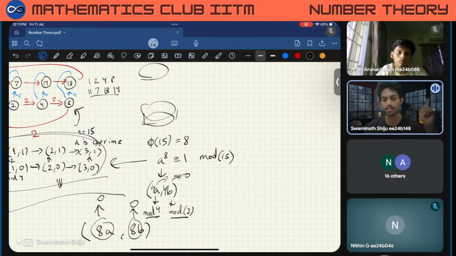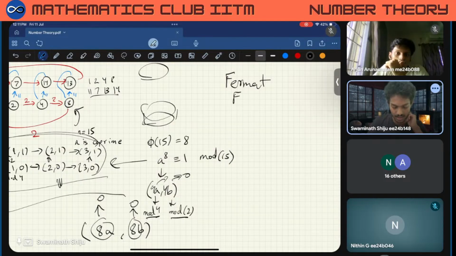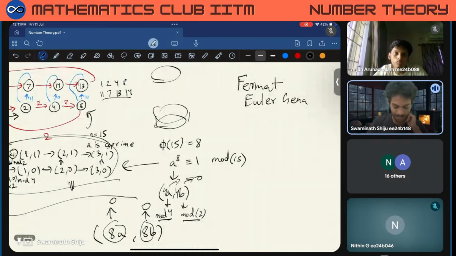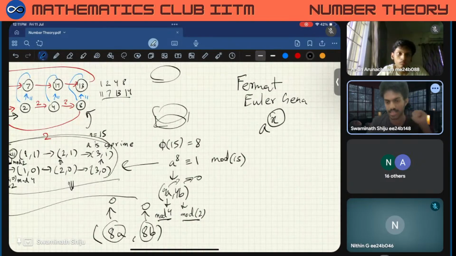An important point about Fermat's little theorem and Euler's generalization of that: this a to the power of some exponent is not the minimal exponent. It's just one of the exponents that work. Right? If I took 2x, that would also work. In this specific case, x by 2 also works.